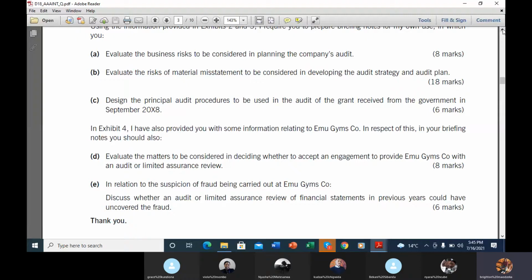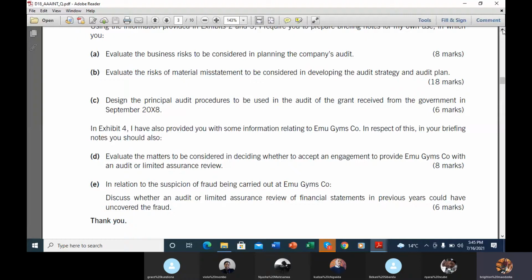You're assessing the significance of something. So that's the way it is. The other thing that you must know is the difference between business risk and material misstatement. Most students get confused and mix up business risks and material misstatements.